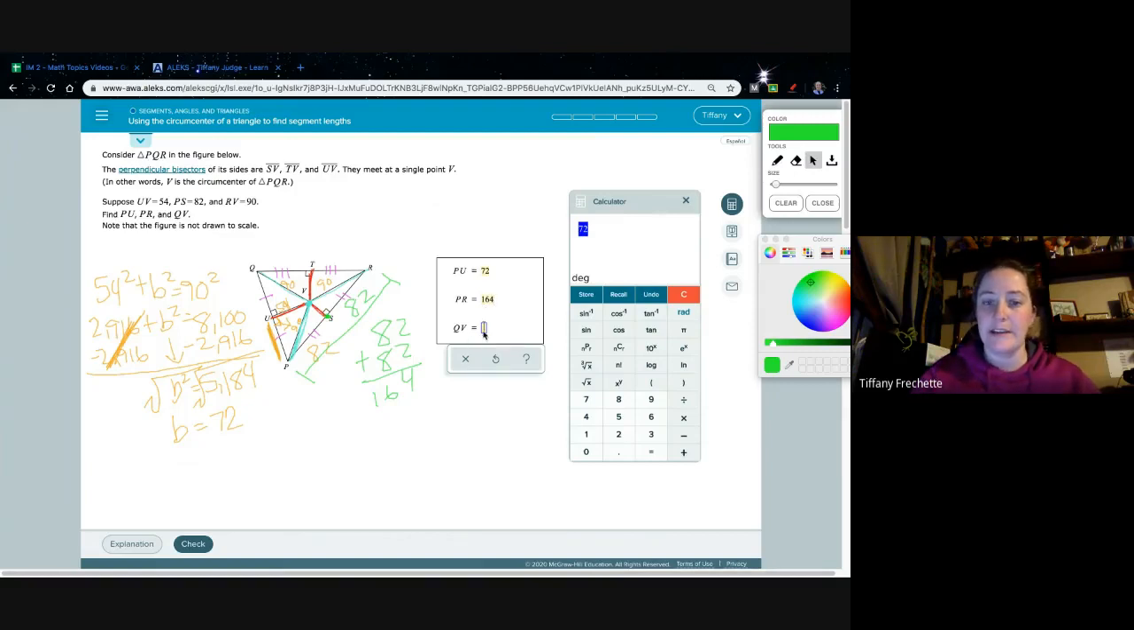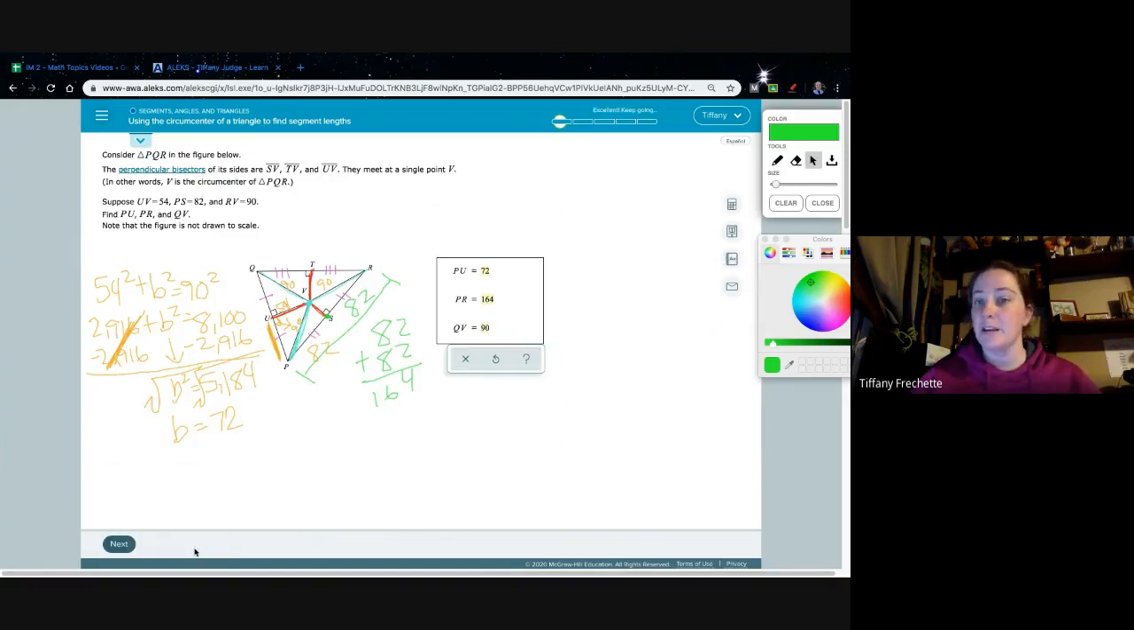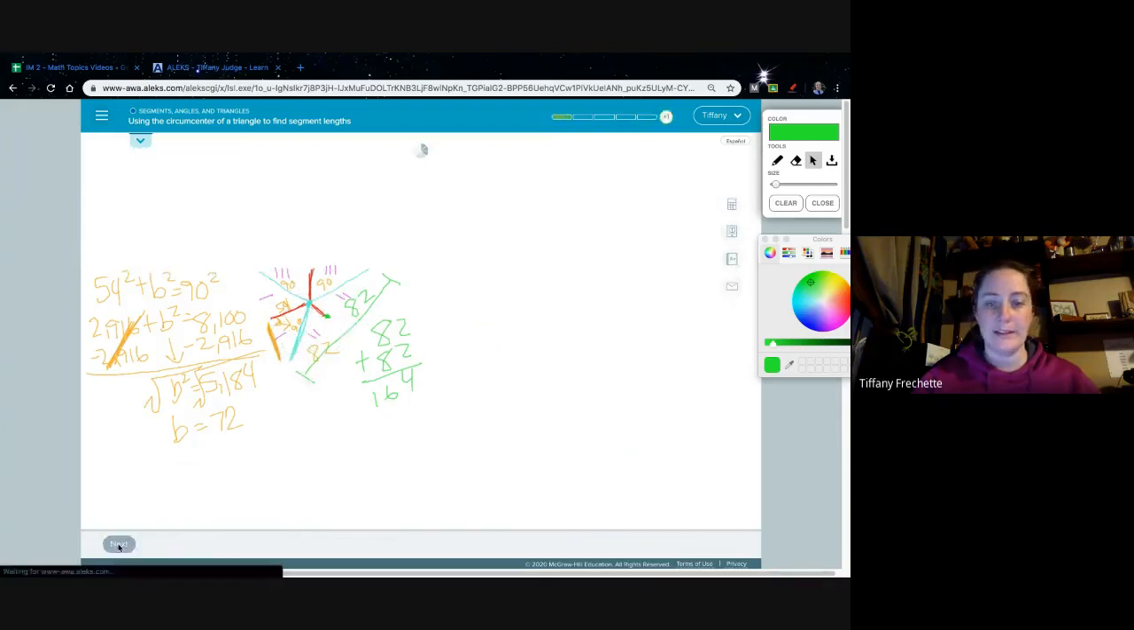164. And then QV. So QV, I'm pretty sure we already have marked here. Yep, we do. Because remember, we were given this one as 90. So we know that all these other blue lines are also 90 because remember, the circumcenter means that all of these from vertice to the center here are congruent. And that's because of the perpendicular bisectors. All right, check that. Yay, we got a point. All right, next, clear.